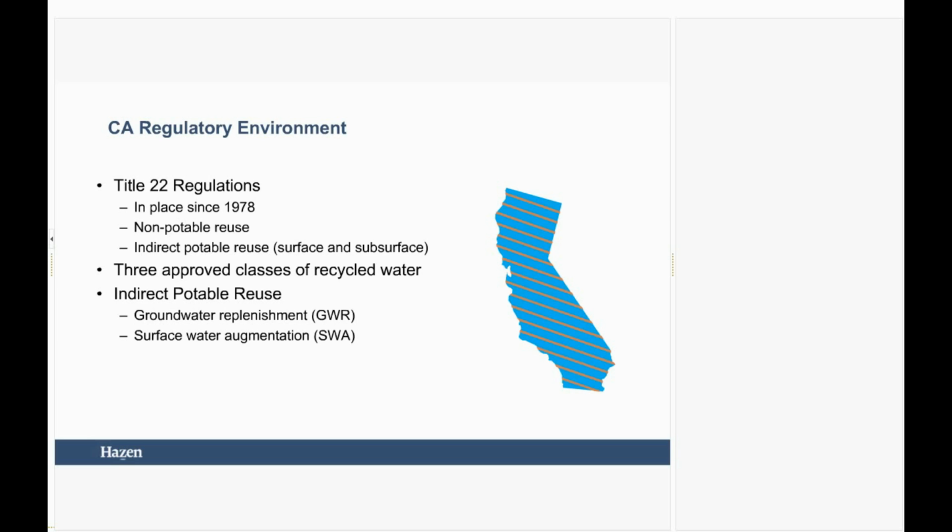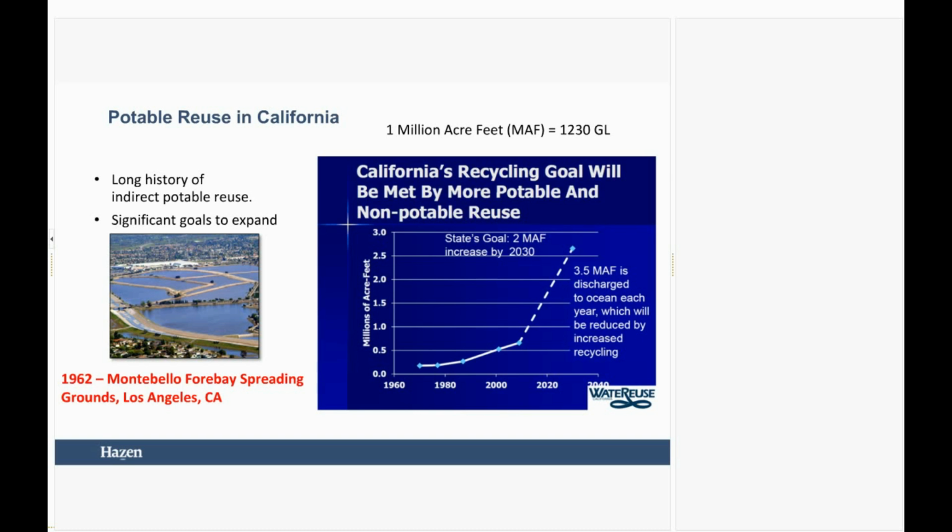And there are effectively 3 approved classes of recycled water in the United States right now. There is non-potable, and I won't go into the different subclasses of non-potable that there are, but then there are 2 indirect potable reuse water classes that are approved currently. There's groundwater replenishment and surface water augmentation. So treating water and putting it back into the aquifer, or treating water and putting it into surface water. As I mentioned before, there's a long history of indirect potable reuse in California.